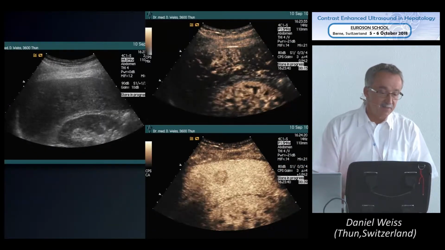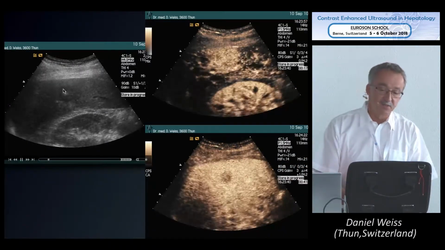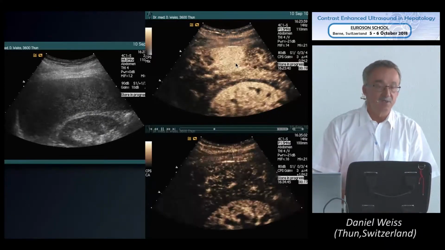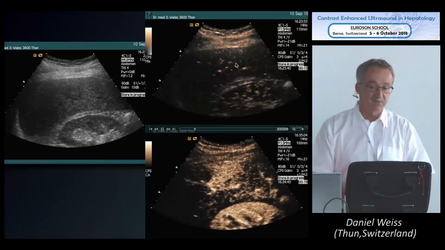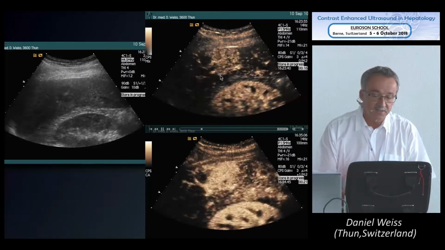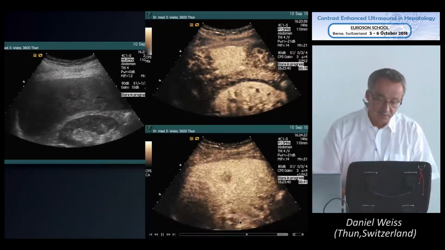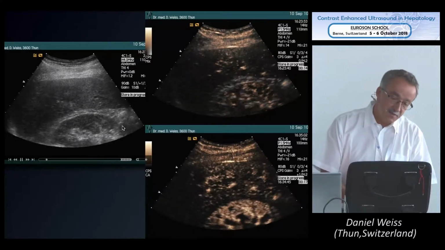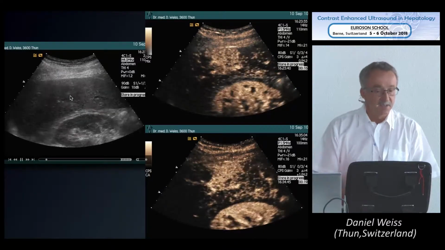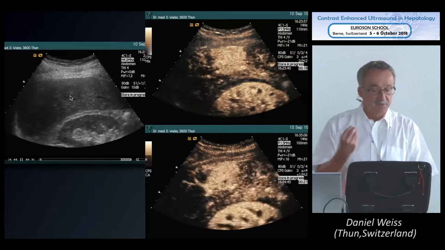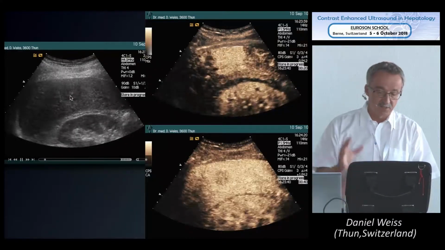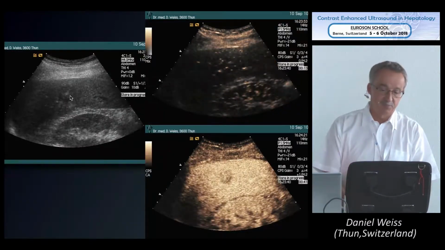And this again, you see, is not a benign tumor. This is a metastasis with huge arterioportal fistulation, and when you measure the size in this situation, it's much too big. So you wait to the late phase. You can even use your grayscale sonography just to look at the real size of such a lesion with arterioportal fistulation.